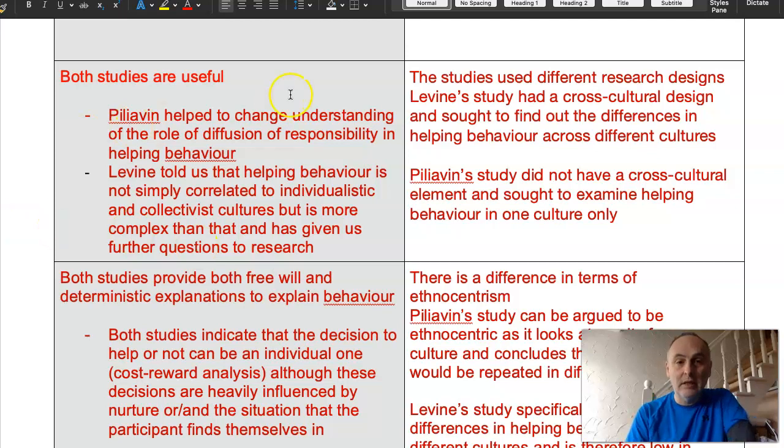Let's have a look at the similarity here. So I've said that both studies are useful. Now you could have used this one as a difference if you wanted to, because one study is definitely a little bit more useful than the other one.